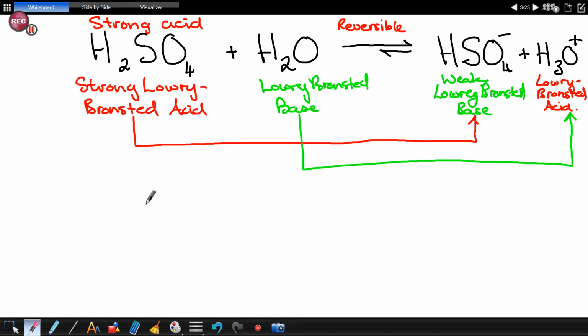I was asking if the one on that side, the HSO4 negative, isn't it actually an acid? We're getting there. You're very clever. Just give me a chance to explain what I'm explaining now.